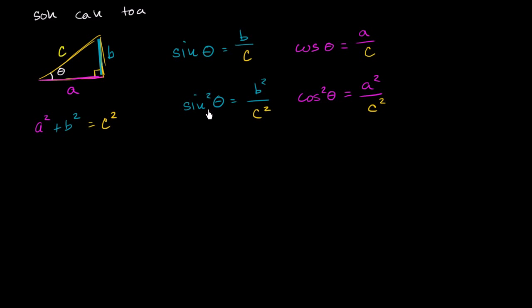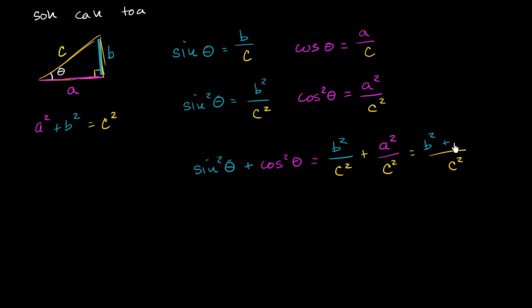So what's this sum? What's sine squared theta plus cosine squared theta? Sine squared theta is b squared over c squared, plus a squared over c squared, which is going to be equal to, well, we have a common denominator of c squared, and in the numerator we have b squared plus a squared.